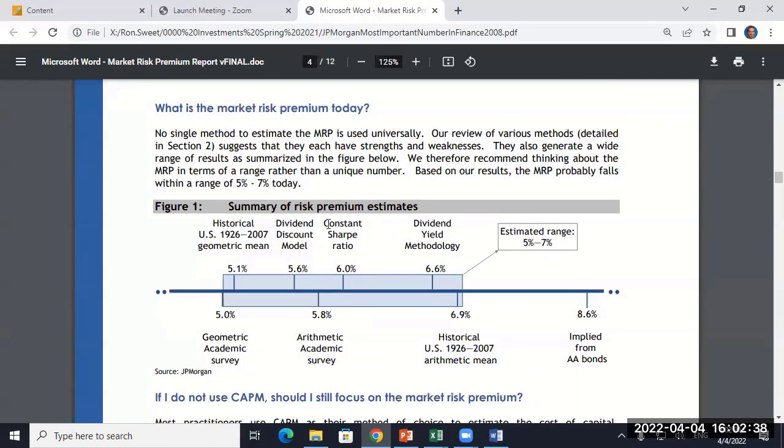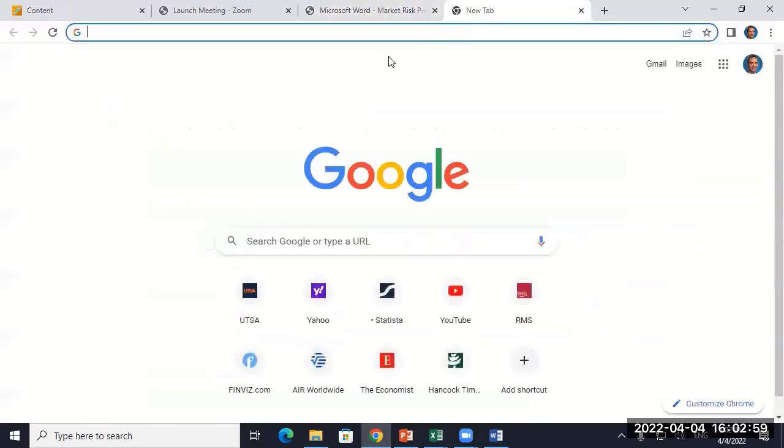These other ones they call dividend discount model, dividend yield methodology. The dividend yield methodology actually is the implied approach. So that's the one we're going to actually use. They got 6.6. We'll see if we get that much. But they say the market risk premium can range anywhere from 5 to 7%. There are other people out there.